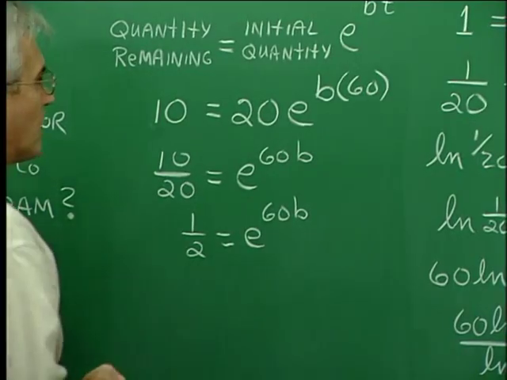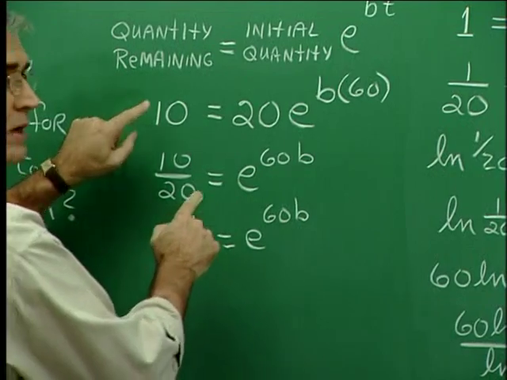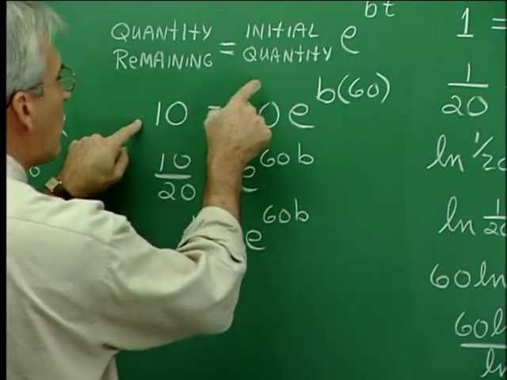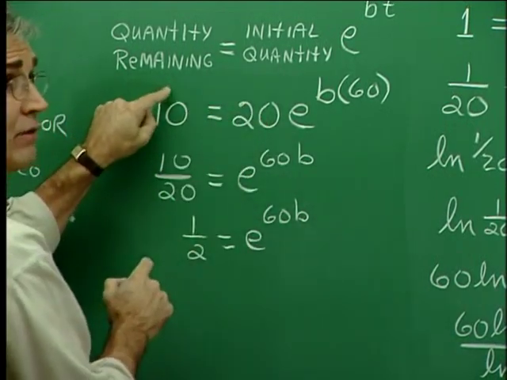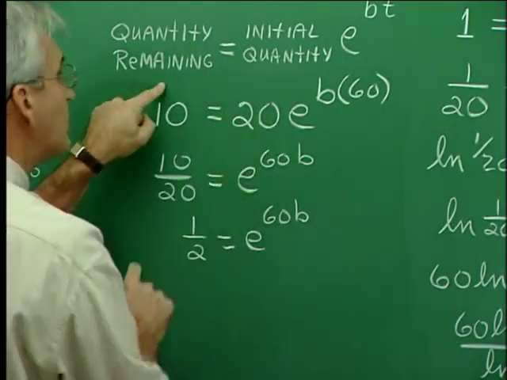But I think it's important for us to realize that there's nothing magical about using 20 and 10, because after all, if we start with any quantity right here, we're going to have half of that amount over here. That is, we could start with 10 and have 5 over here. We could start with 4 and have 2 over here.